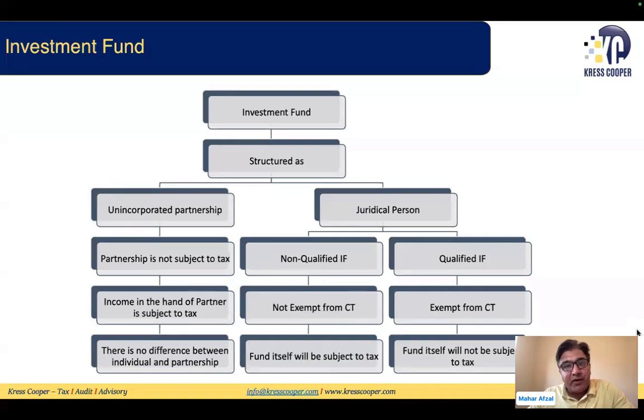Now, if the fund has been structured as a juridical person, there is a possibility that this is a non-qualifying investment fund or a qualifying one.